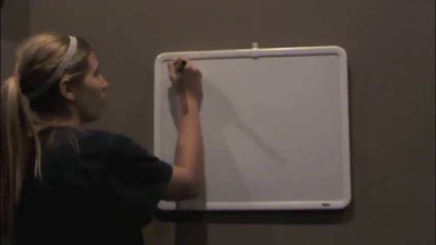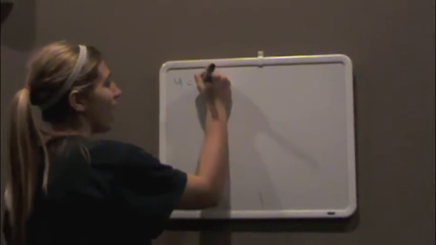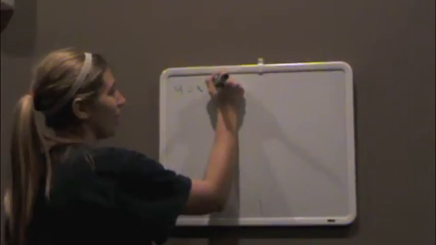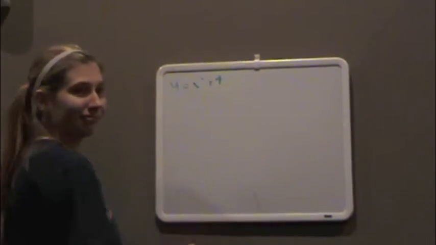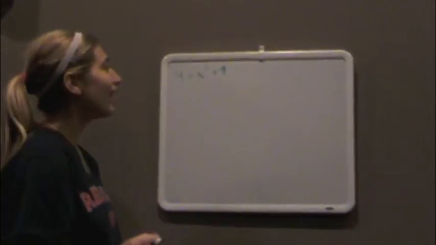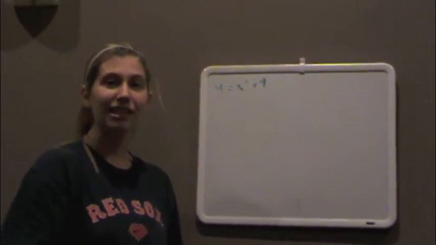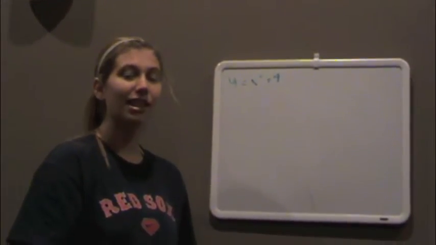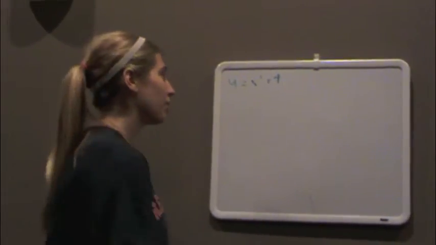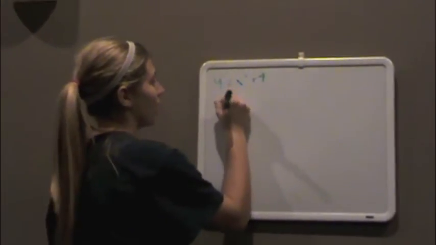equation like y equals x cubed plus 4. Just throwing that out there. You can test for symmetry in 3 different ways: on the y-axis, in relation to the x-axis, and in relation to the origin. First, we're going to test it in relation to the y-axis.